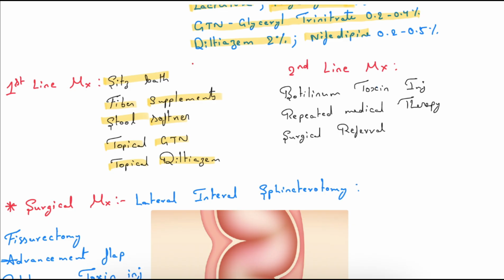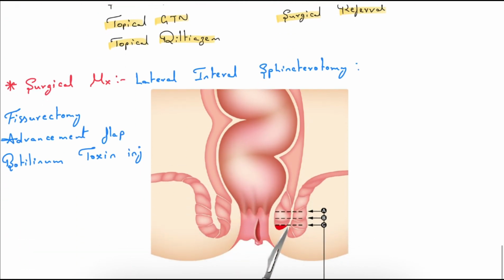In second line management, we can use botulinum toxin injection and repeated medical therapy, and then surgical. We have to do a surgical referral. Okay, in surgical management we have one surgery called lateral internal sphincterotomy. Why does the patient have to do this surgery? Because the main mechanism is to reduce sphincter spasm and improve blood flow, and it will allow healing. The healing rate will increase to greater than 90 to 95 percentage.